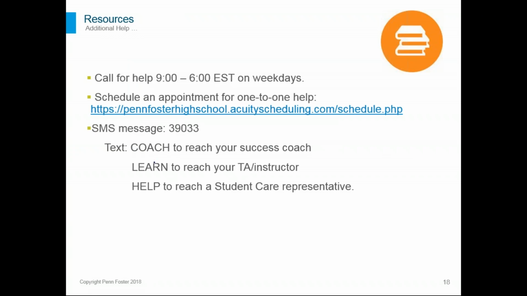How you can reach for help: you can call the school from 9 to 6 Eastern time on weekdays, of course. You're able to schedule an appointment with one of the instructors or teacher assistants on this topic. And also, you are able to text your brief questions to this number, and you can text learn, and that will come to our education department and we will be able to help you with that.